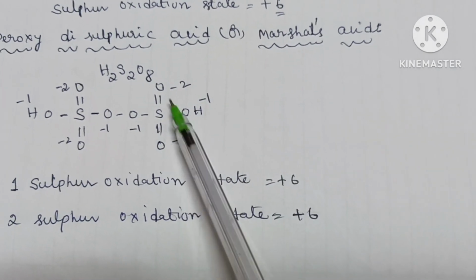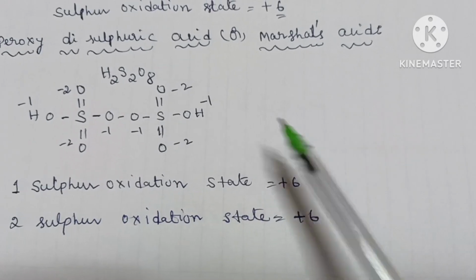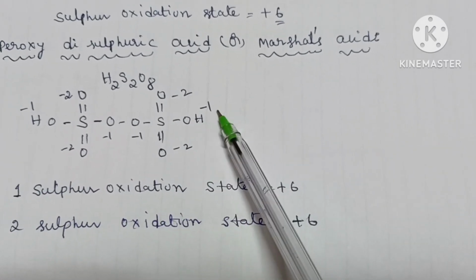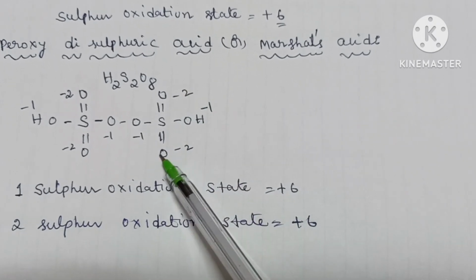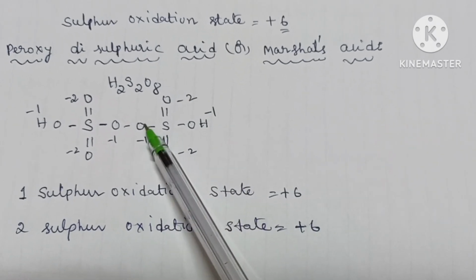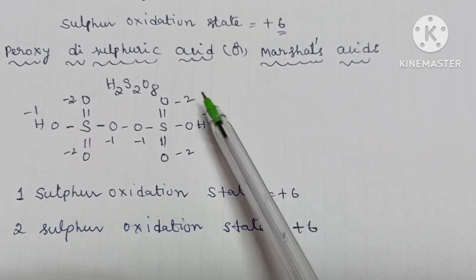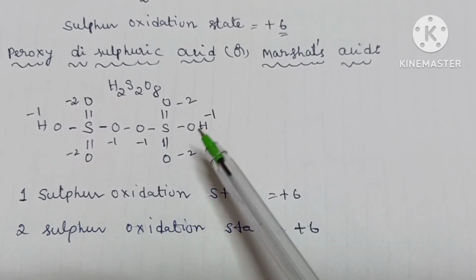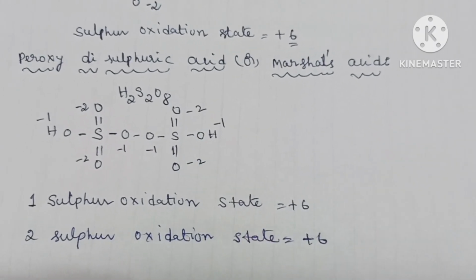Again same story. In this sulfur oxidation number is +6. Why? Because OH oxidation number is -1, oxygen oxidation number is -2, next oxygen oxidation number is -2. In this oxygen oxidation number is -1, -1 -2 is -3, -3 plus -1 is -4, -4 plus -2 is -6. In this sulfur oxidation number is +6.